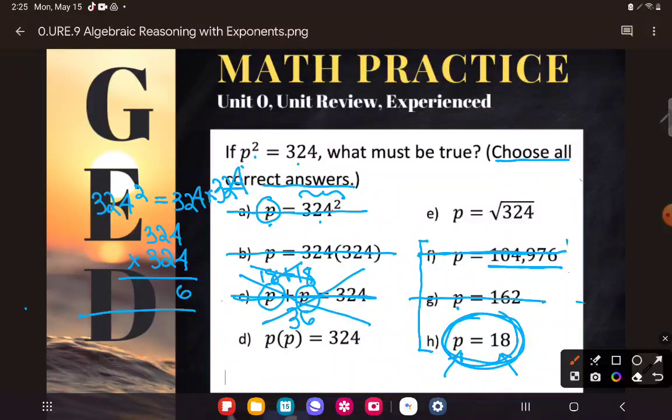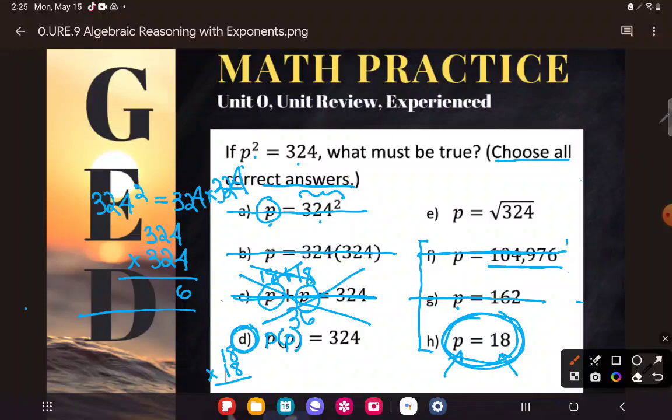Look at my math reasoning coming into play. This isn't really about algebra. This is about those reasoning skills. Don't get panicked by my language, okay, guys? But take a look at this one. It says P times P would have to equal 324. Well, we already said P was 18. If I take P times P, yeah, you guys, that's just P squared. That's how we figured it out in the first place, right? 18 times 18 gave me 324. So D must be a right answer.